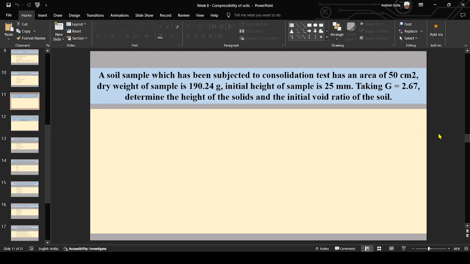I hope you have written the question. I'll just repeat once. A soil sample which has been subjected to consolidation test has an area of 50 centimeter square. The dry weight of sample is 190.24 gram. Initial height of sample is 25 millimeter. Taking G equal to 2.67, determine the height of the solids and the initial void ratio of the soil.